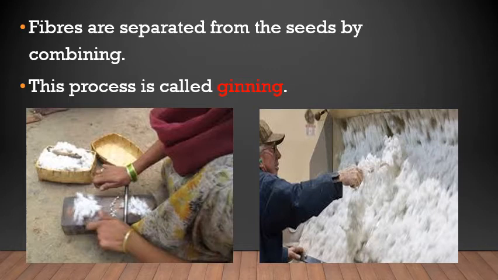Ginning is a very important process in removing the cotton fiber from the cotton balls. The first image shows how it is done by hand. Then in the second picture you can see that it is also done by machines, in different big industries.